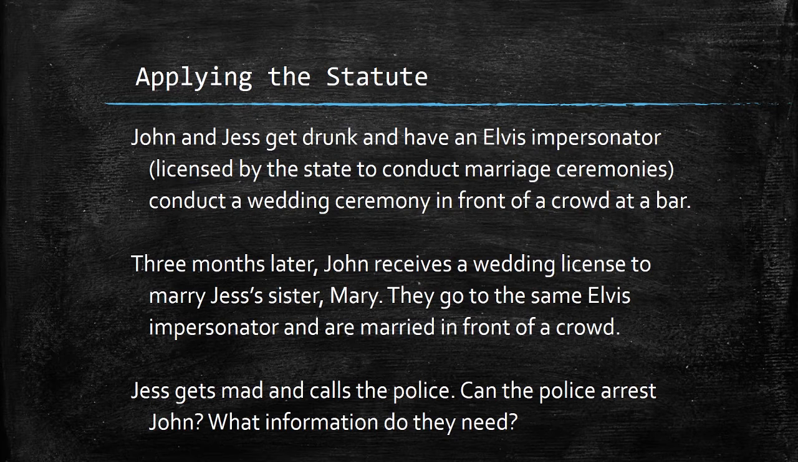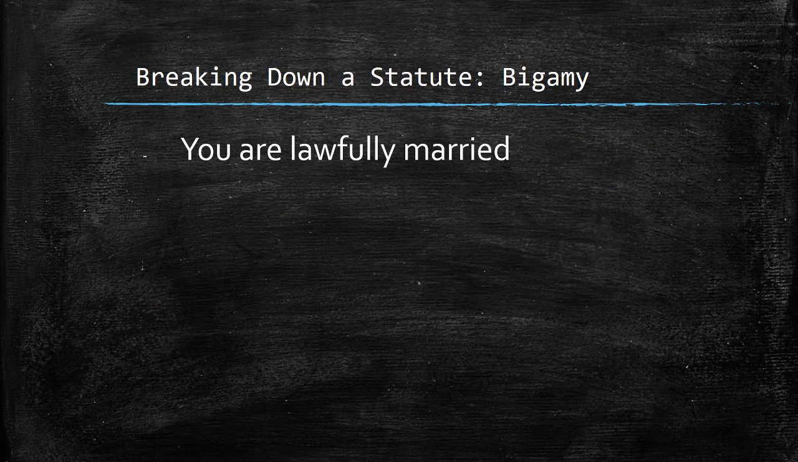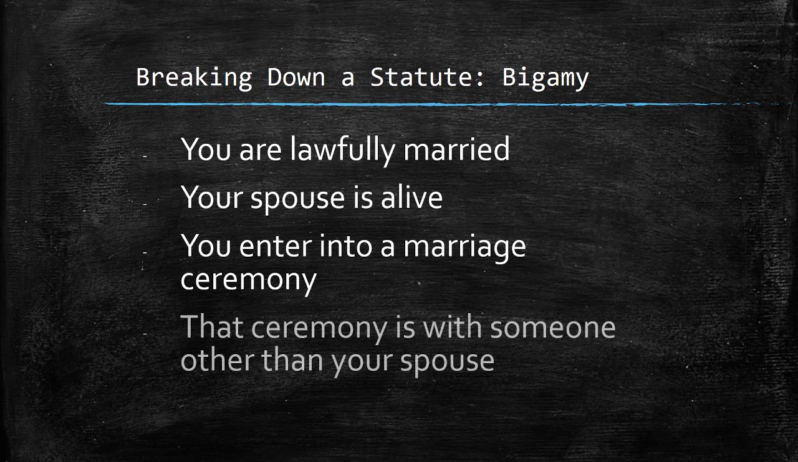Well, let's think about what the elements of our crime were. Lawfully married, spouse is alive, marriage ceremony with another. So, John and Jess get drunk and have an Elvis impersonator, licensed by the state, conduct a wedding ceremony in front of a crowd at a bar. So, were John and Jess originally lawfully married? Well, maybe. We need to know, did they have a license? We knew that the Elvis impersonator did, but did they have a license? And were they supposed to? Was the spouse alive? Well, she called the police, so we're going to say yes. Spouse is alive.